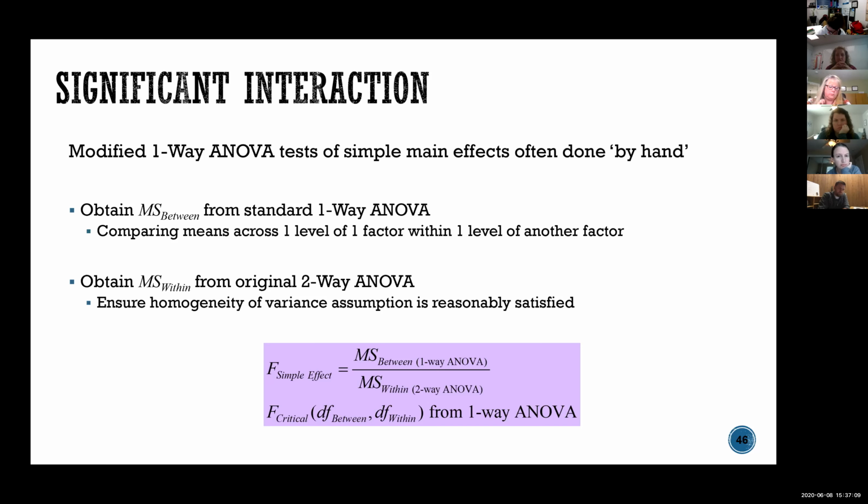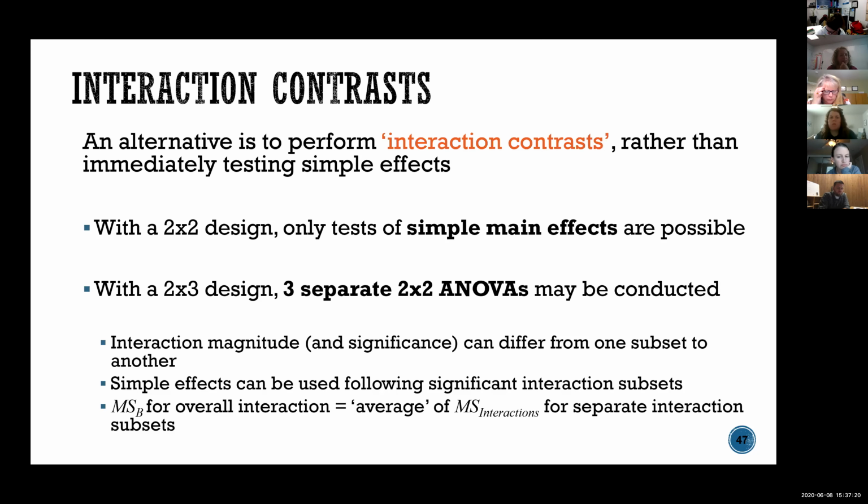So one way to do the post hocs is to do what's called a modified one-way ANOVA test. And this is done by hand. I don't see this done very much, so I'm going to kind of skip over it. What I see done more are interaction contrasts. And these are a little bit confusing the first couple times you do it.